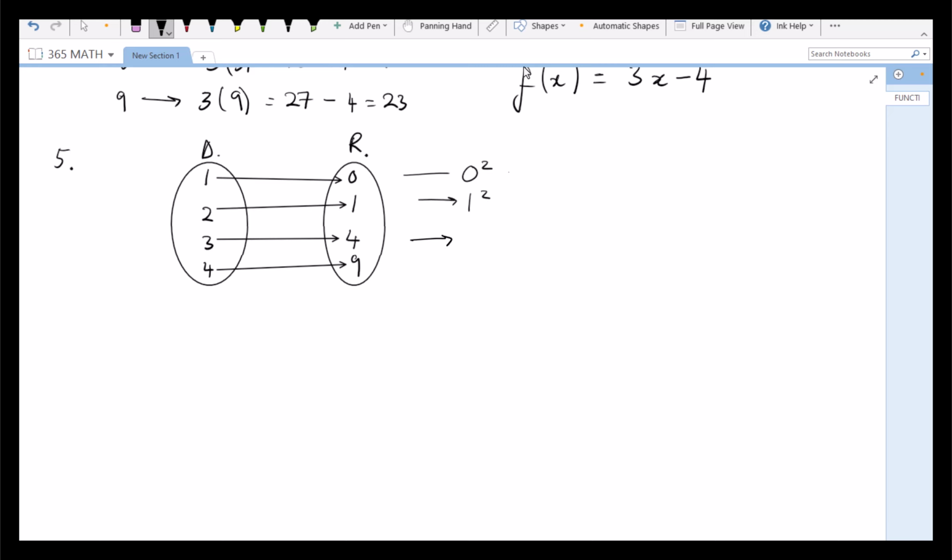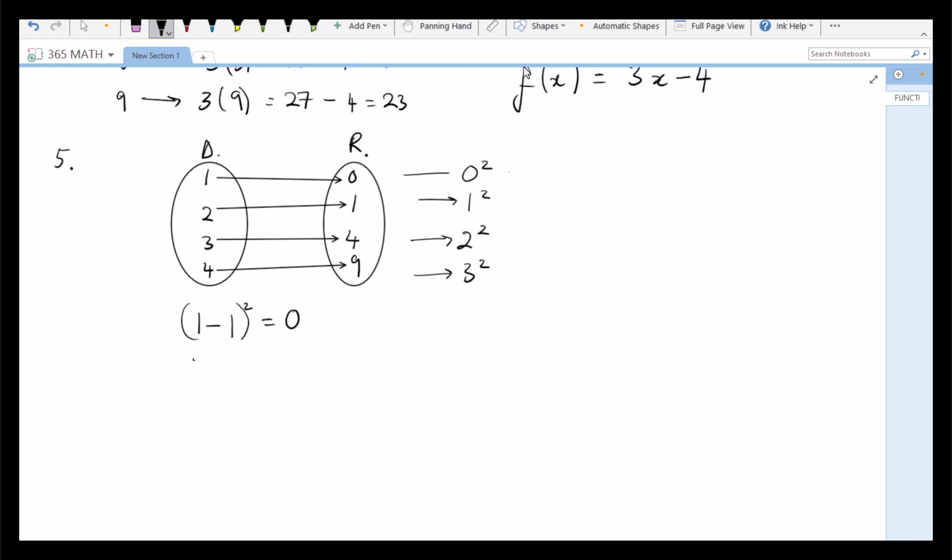Actually, there is a pattern. The range that I'm getting is a result of squaring these numbers. I have 3 squared gives me 9, 2 squared gives me 4, 1 squared gives me 1, and 0 squared gives me 0. But we have 1, 2, 3, and 4 in our domain. If we say 1 squared, we don't get 0. But if we say 1 minus 1, that is 0. And if we square this, we get 0.